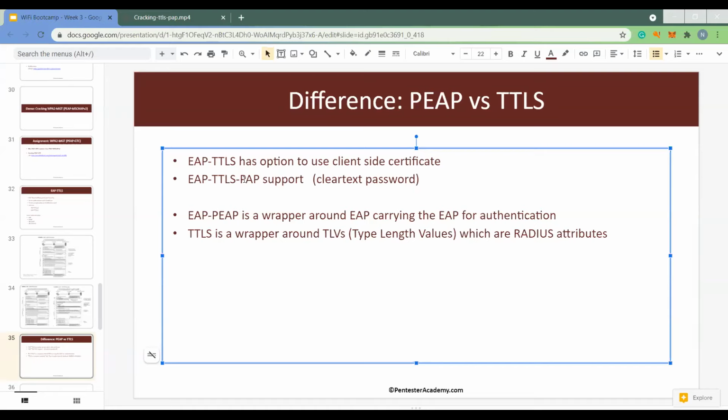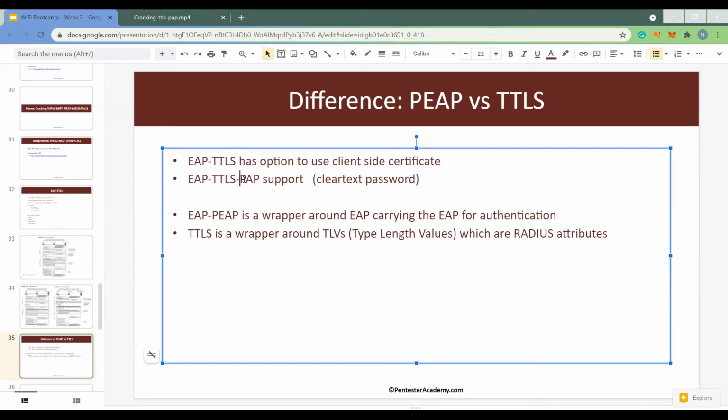Now these devices are old and they don't support the newest standards. So a lot of these devices will support PAP or something like that. That is where EAP-TTLS is also used. If you want to support an older device which only uses something like EAP-PAP, you can use EAP-TTLS. That is another differentiator.